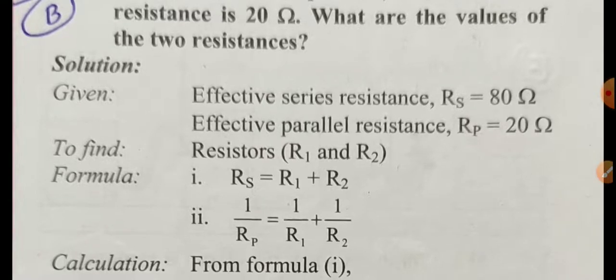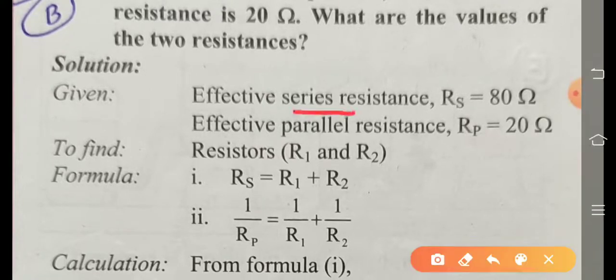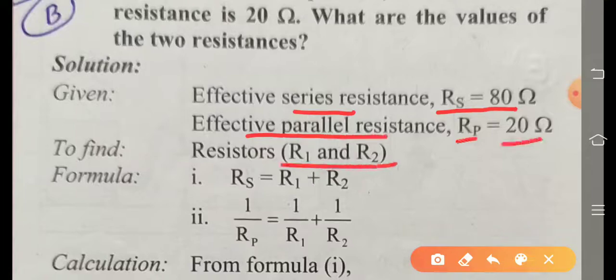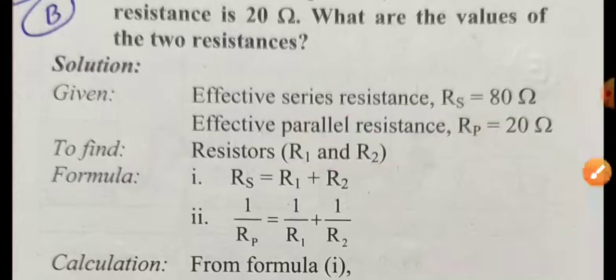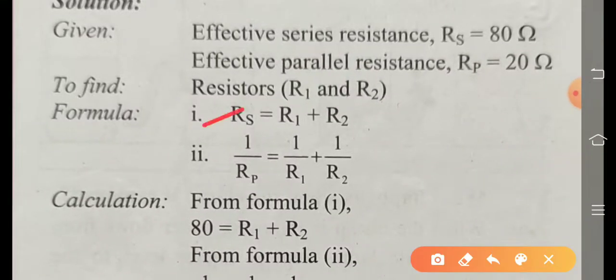Now check that. Effective resistance of series combination is given. Effective series resistance indicated as RS is 80 ohm. Effective parallel resistance indicated as RP, that is 20 ohm. To find out the values of R1 and R2, we know the formula of series and parallel combination. RS equal to R1 plus R2. 1 upon RP equal to 1 upon R1 plus 1 upon R2.